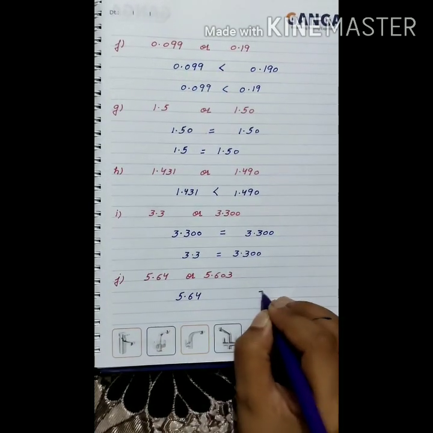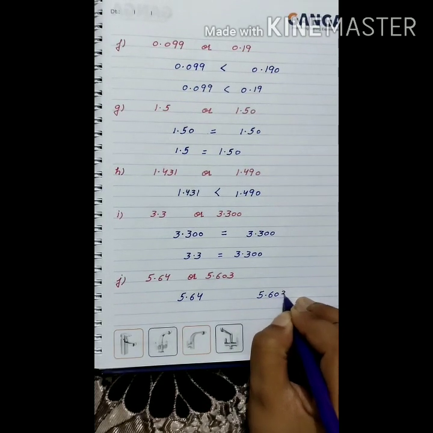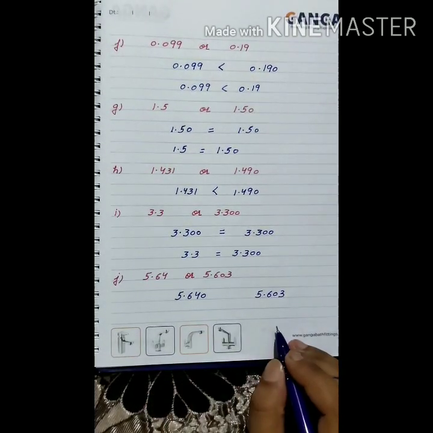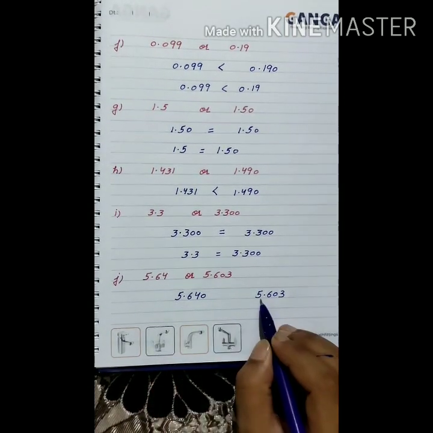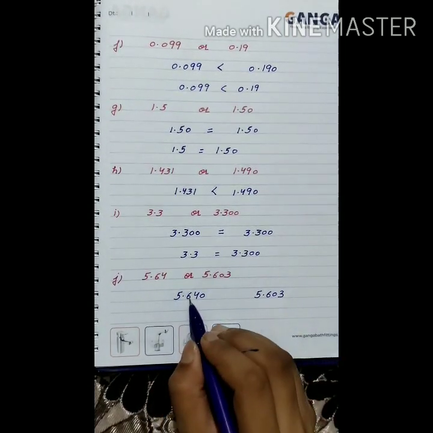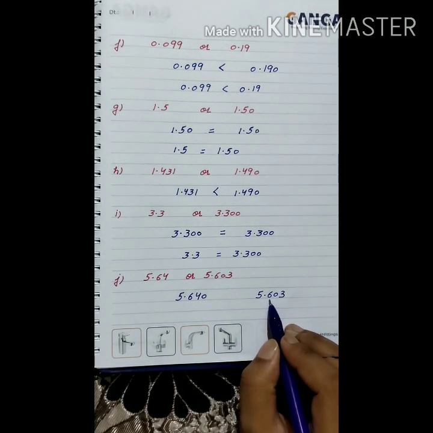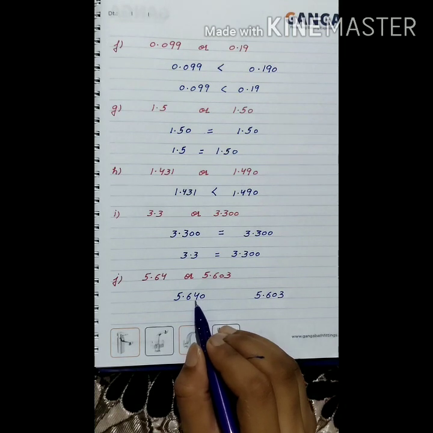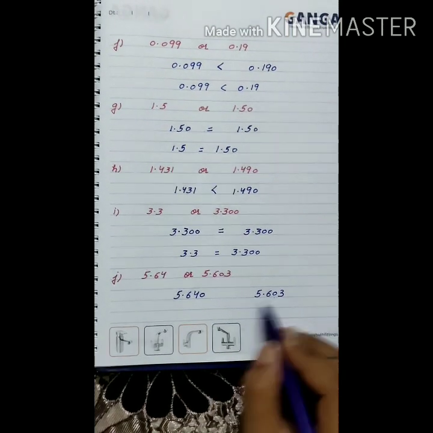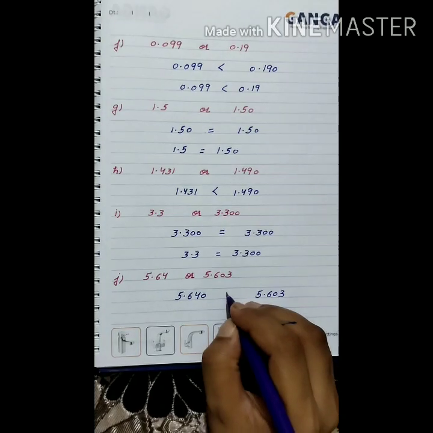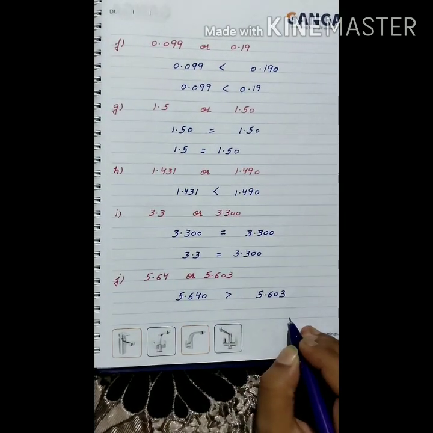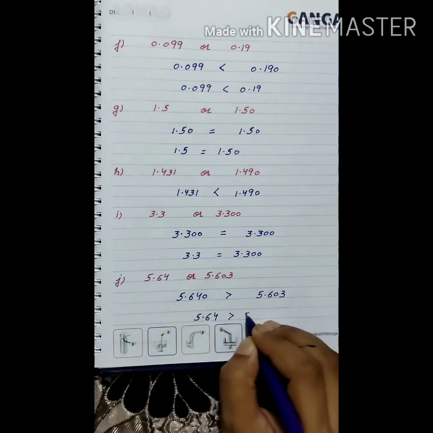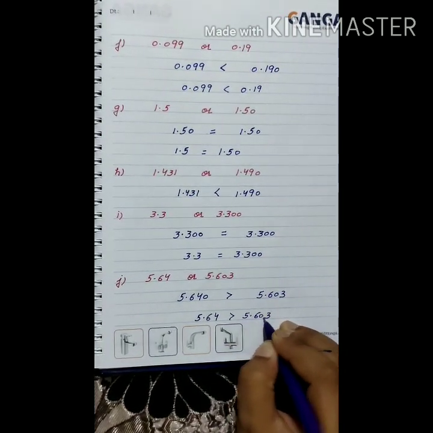J part, 5.64 or 5.603. Firstly, we will convert it into like decimals. For this, we will add 0 in the first decimal number. Now, both are like decimals. At the ones place, we have 5 in both numbers. That means they are equal. At the 10th place, we have 6 in both decimal numbers. They are also equal. At the 100th place, in the first decimal number we have 4 and in the second decimal number we have 0. Here, 4 is greater than 0. That means 5.640 is greater than 5.603. Or we can say that 5.64 is greater than 5.603.